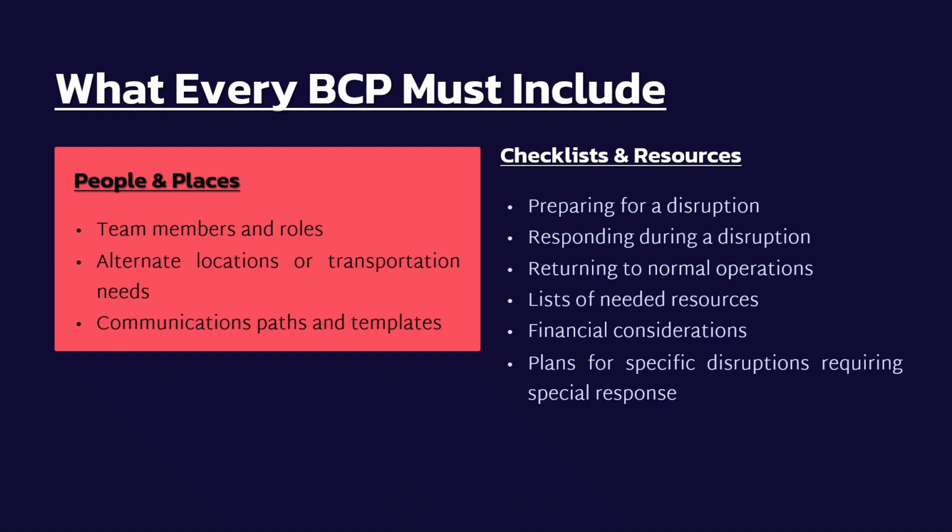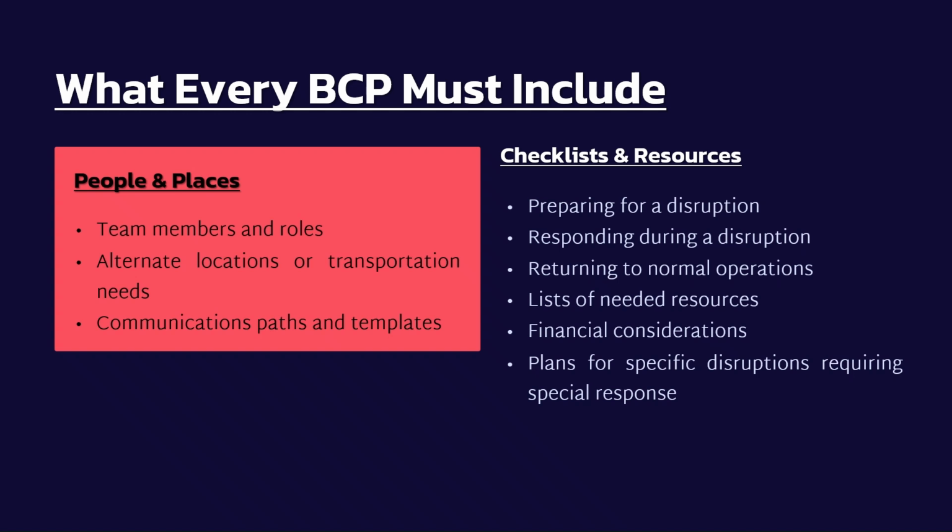First, the plan should identify team members and their roles during a disruption. Everyone involved must understand their responsibilities and reporting structure. It should also define alternate locations or transportation arrangements, ensuring that critical staff can continue operations even if the primary facility becomes unavailable. Clear communication paths and templates must also be established so that accurate information can be shared quickly during emergencies. In addition to people and locations, the plan must include checklists and resources.